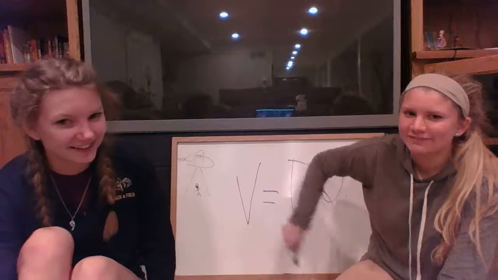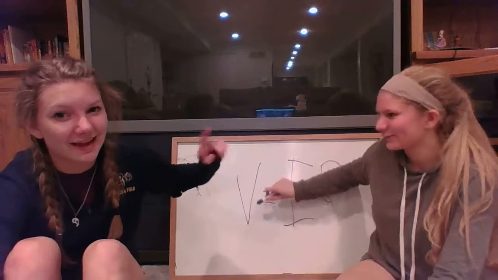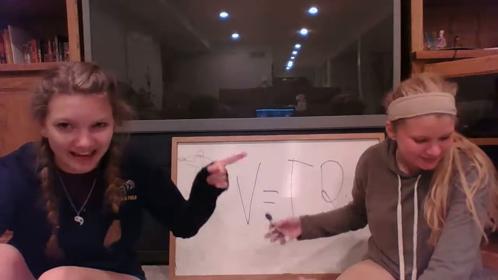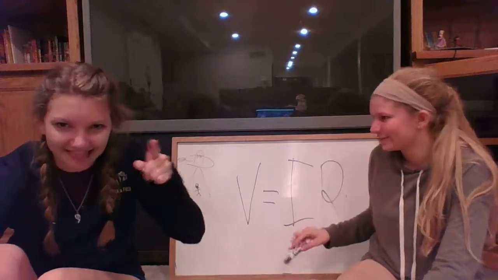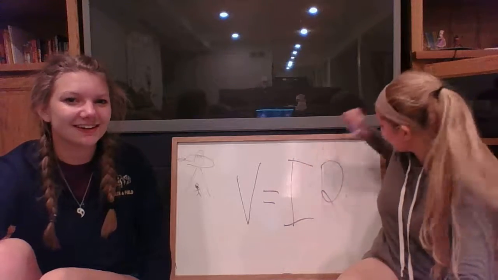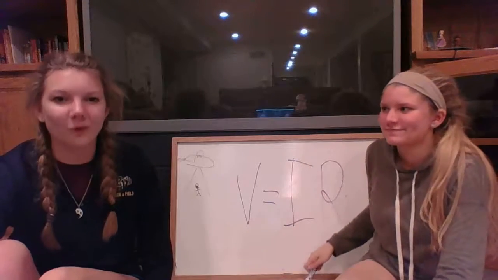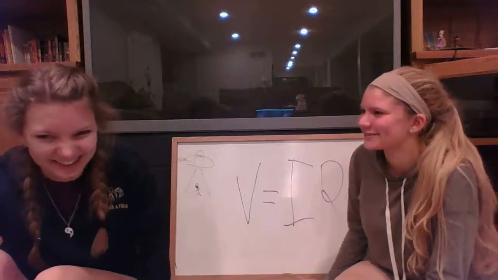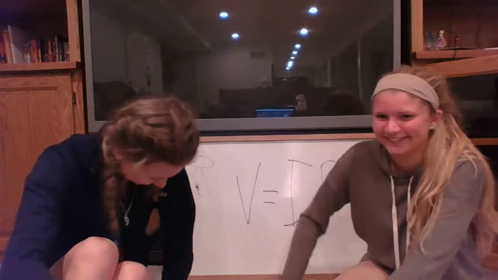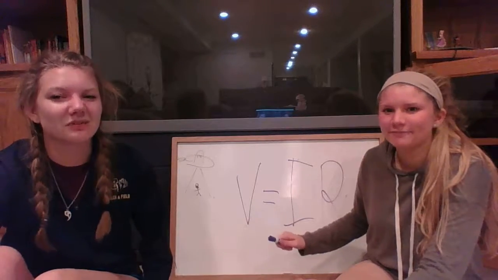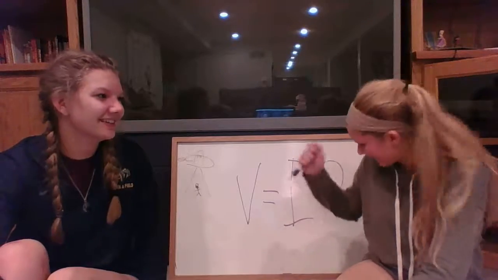Volts, or potential difference. It's on the equation sheet. Current is amps, resistance is ohms. V equals IR.